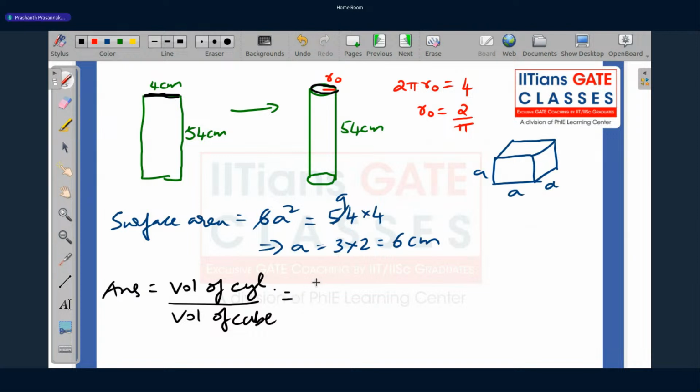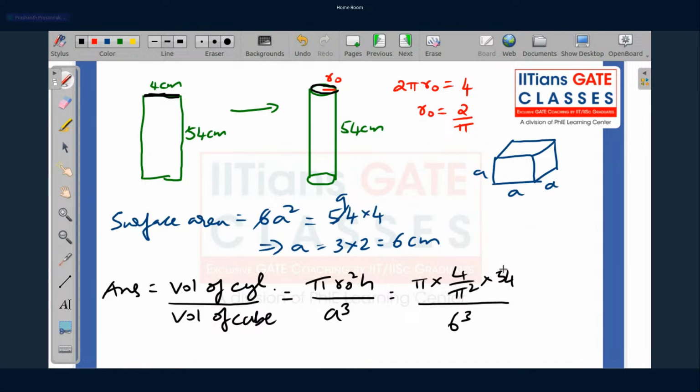Volume of the cylindrical tube is pi R0 square into h. Let me write it as h for now. Volume of the cube is A cube. This comes to pi into R0, which is 2 by pi, so it is 4 by pi square into h, which is 54. A cube is 6 cube.